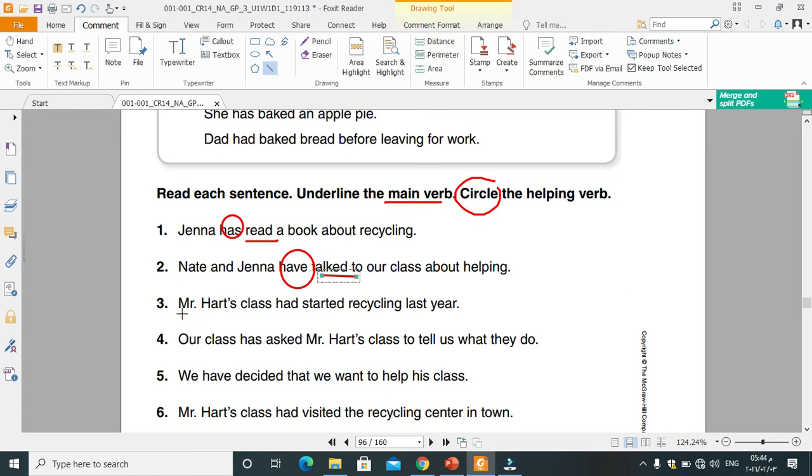Number 3, Mr. Hart's class had started recycling last year. Circle had and underline started. Number 4, our class has asked Mr. Hart's class to tell us what they do. First we circle the helping verb has, and the main verb is asked. And number 5, we have decided that we want to help his class. Have decided.